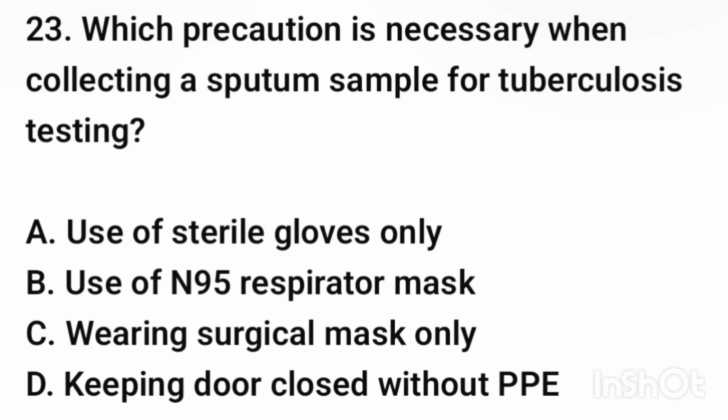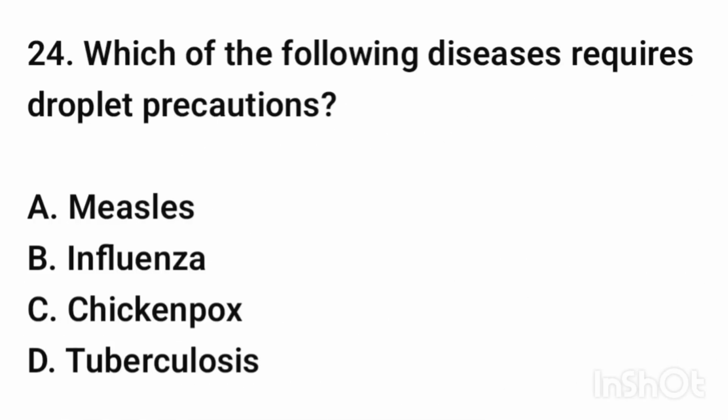Question number 23. Which precaution is necessary when collecting a sputum sample for tuberculosis testing? The correct answer is option B, use of N95 respirator mask. Question number 24. Which of the following diseases requires droplet precautions? The correct answer is option B, influenza.